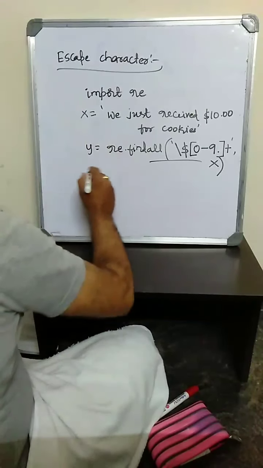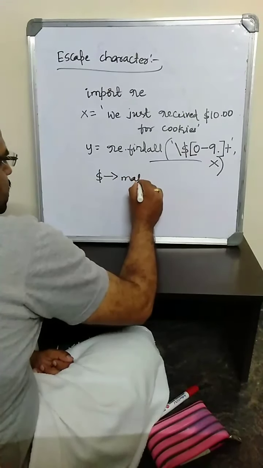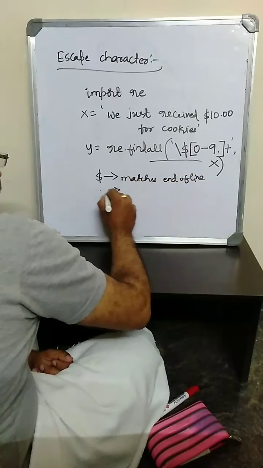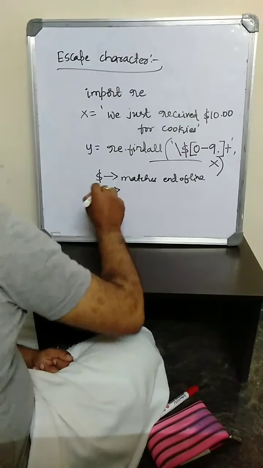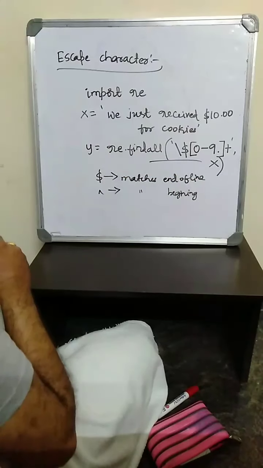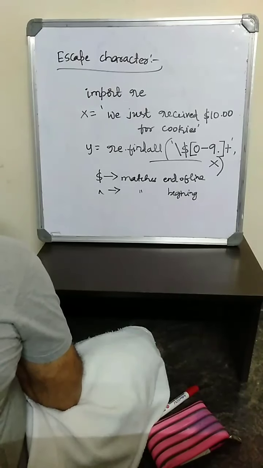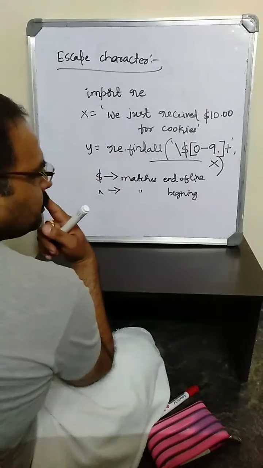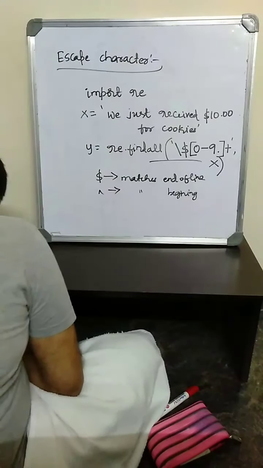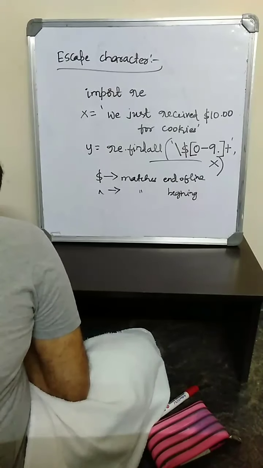So this is the escape character. The escape character is dollar. What exactly does it do? It matches the end of the line. Okay. End of the line. And caret matches the beginning of the line. So caret matches the beginning of the line. Okay, so that is the difference you can make out between the dollar and the caret symbol. So here I am using the dollar and the caret. Dollar is for matching the end of the line itself.